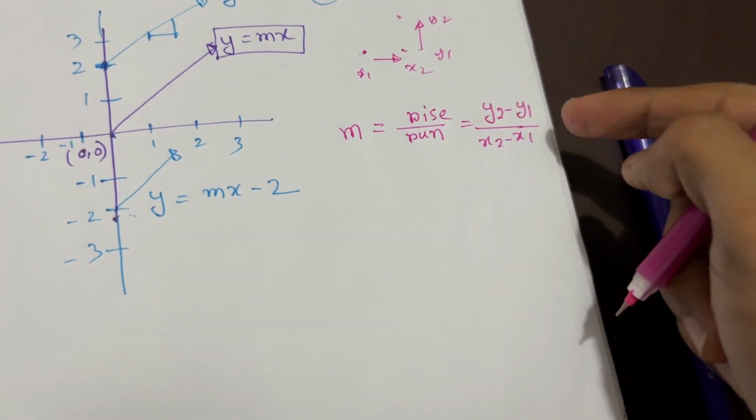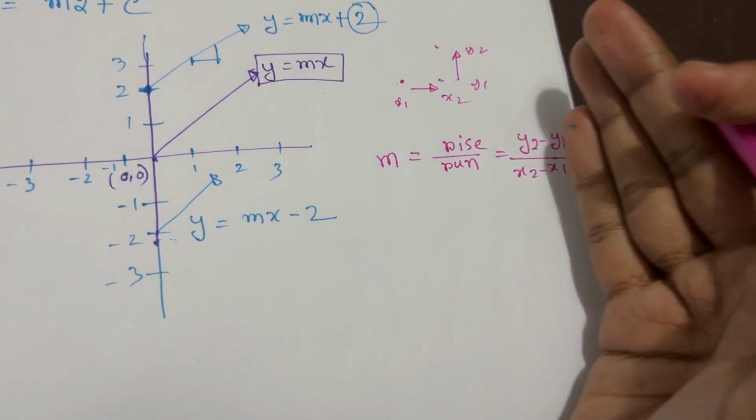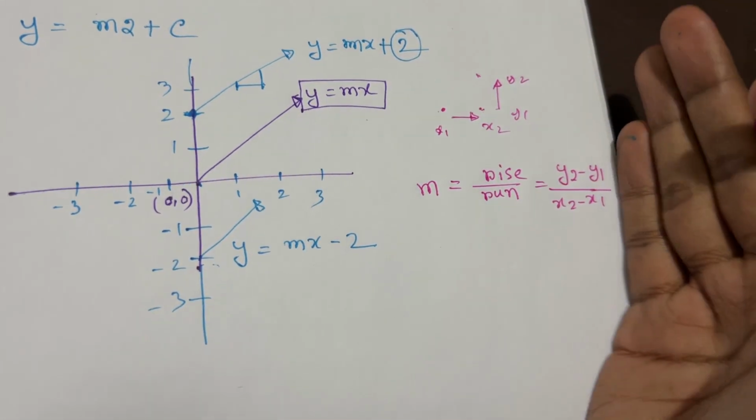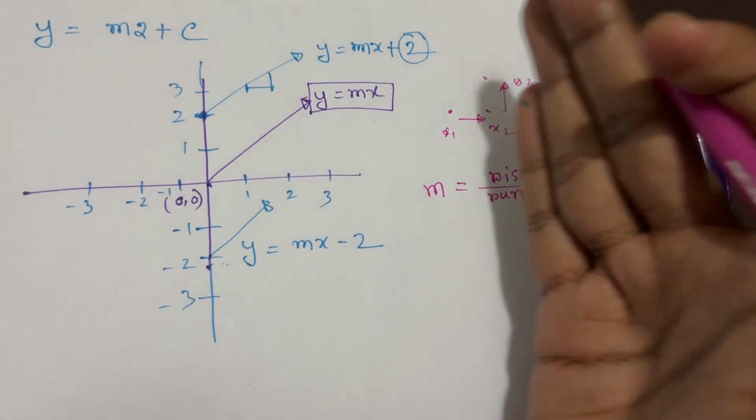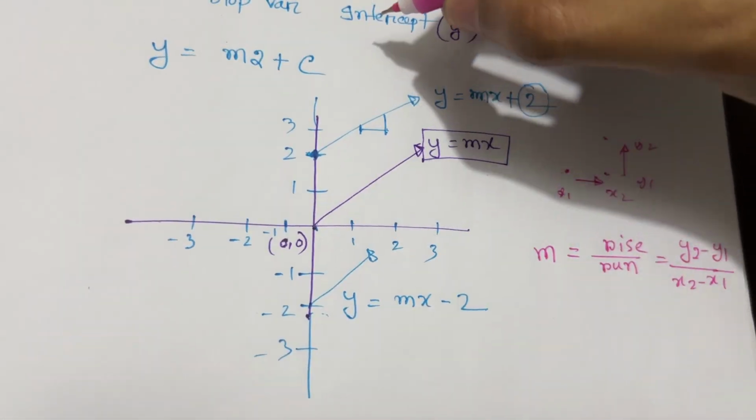So our equation is like that. The difference of the vertical axis, y2 minus y1, and the difference of the horizontal axis, x2 minus x1. So this is actually the slope. It means how much it is going upward.